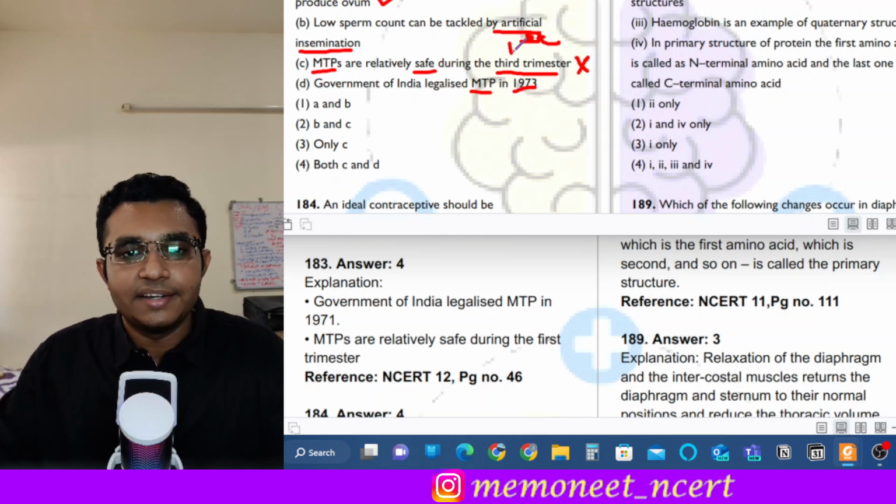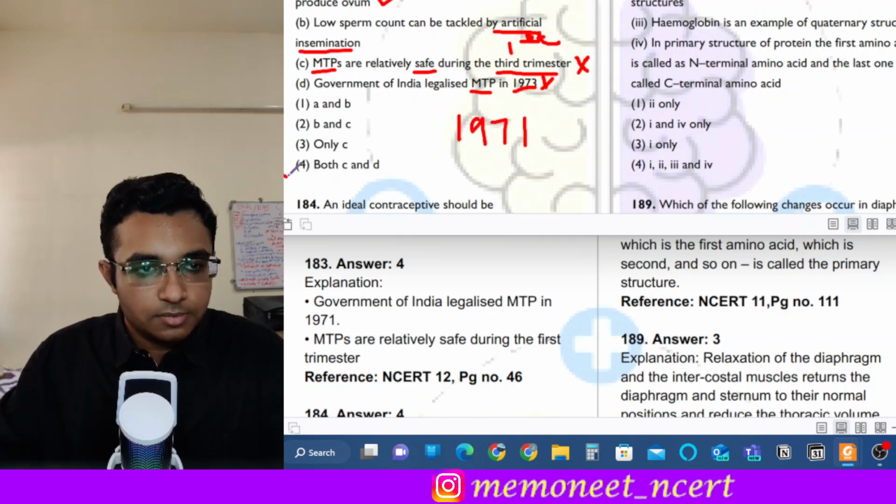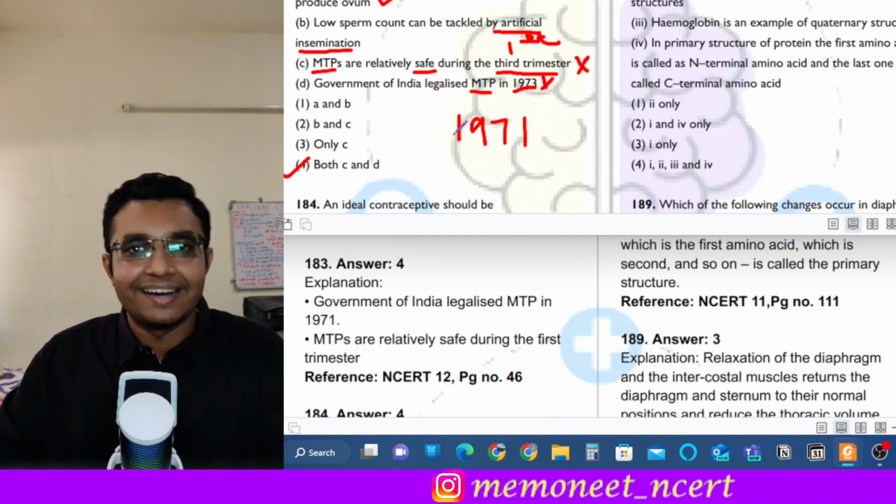It is given 1973, which is incorrect, because it was legislated in the year 1971. Okay, so the correct option is option 4. Both C and D are incorrect.